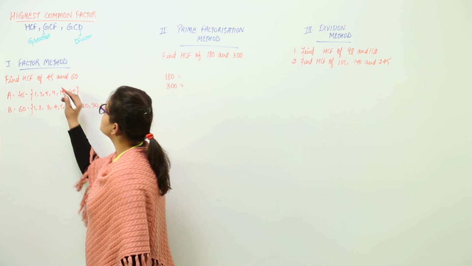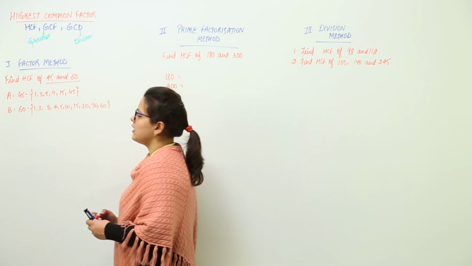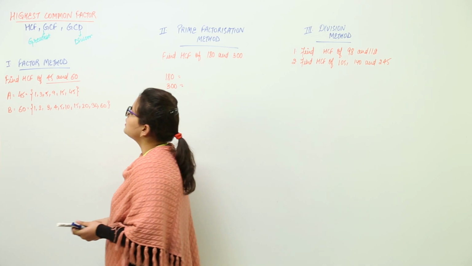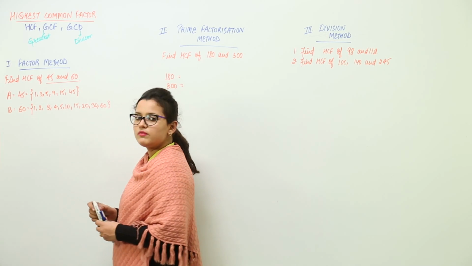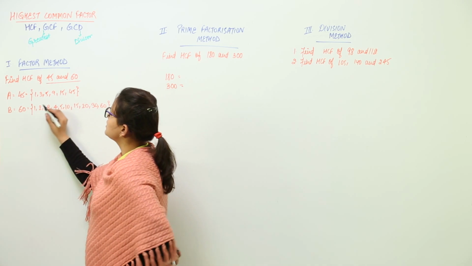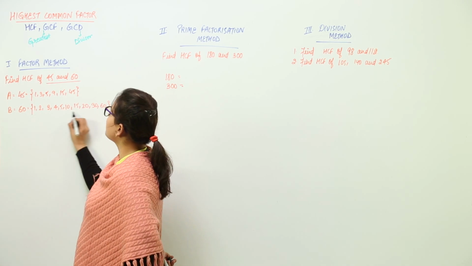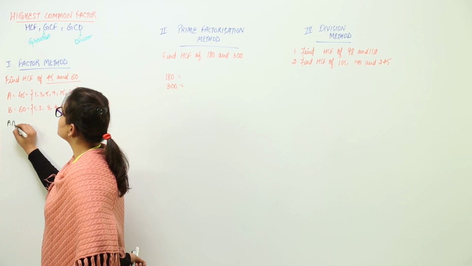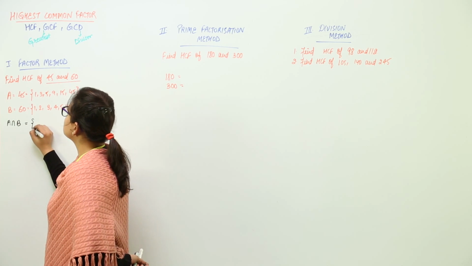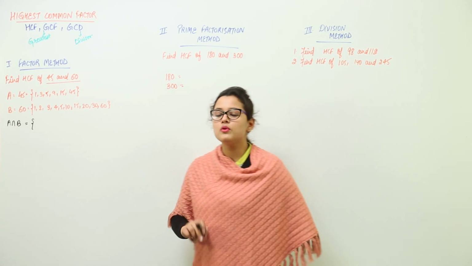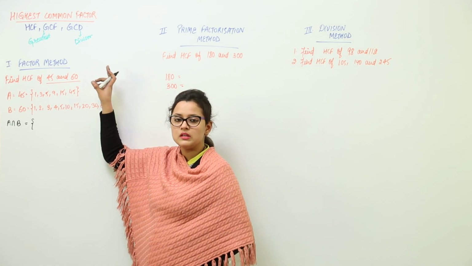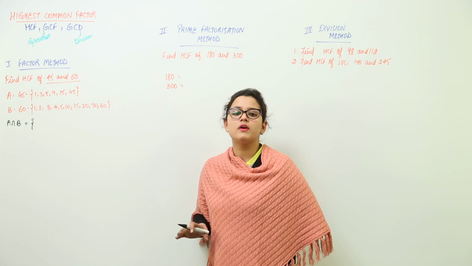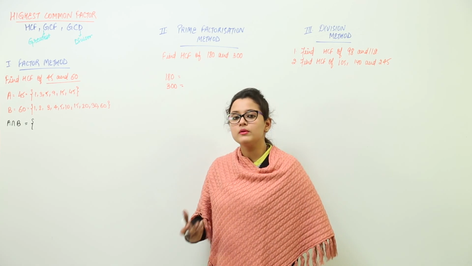So what we have done is we have made a set A which will have all the factors of 45. We have written down all the possible factors of 45 in a set, and set B contains all the possible factors of 60. Now we are going to find the intersection of both the sets, that is the factors common to both, because that is what is in the topic, common factor. For the calculation of highest common factor, we must at least have the common factors first.